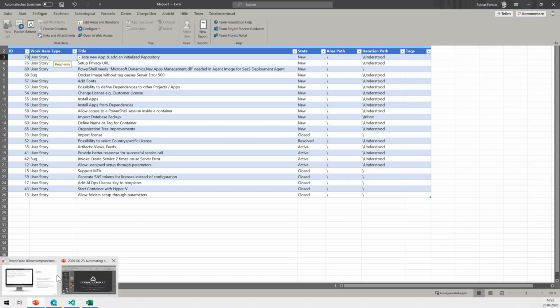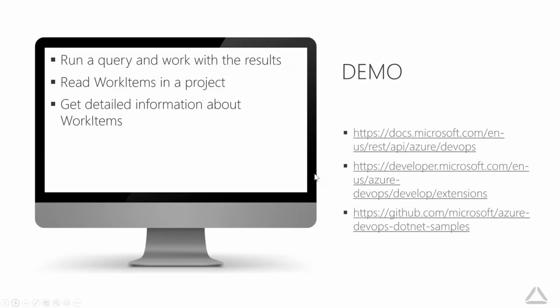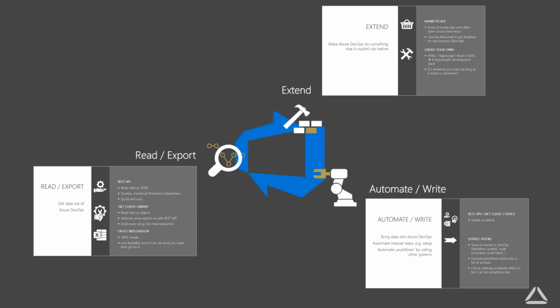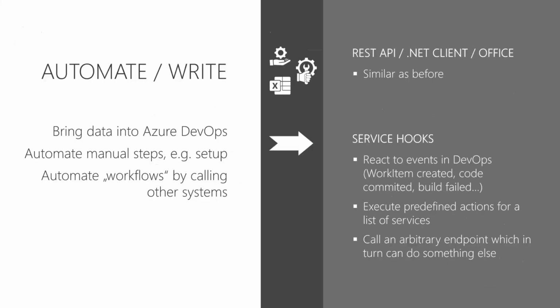Okay, so that was the first demo for reading data. The second part, as I said, is about automating or writing data. So this is about bringing data into Azure DevOps, automating manual steps, and automating small workflows by calling other systems. We will also be using the REST API, the .NET Client, and Office, and we will be using a new technology that's called service hooks. You also know that from Business Central, if you've looked closely, because they also have the webhooks in the APIs. What we can do here, we can react to events in DevOps.